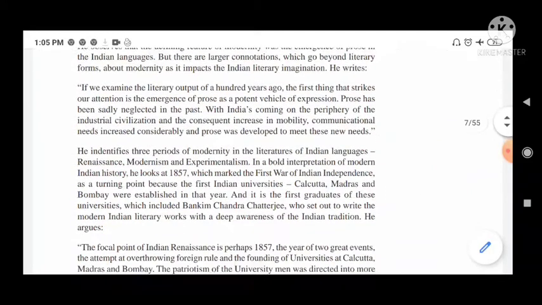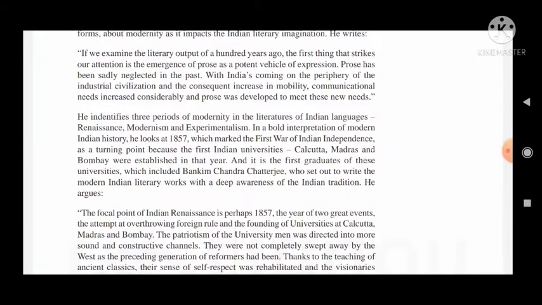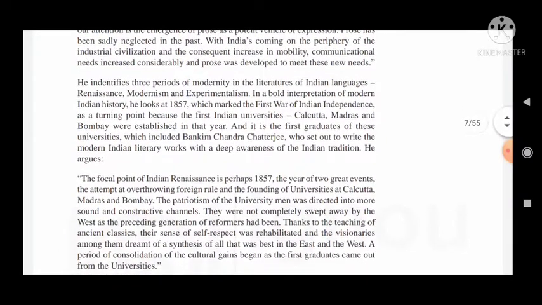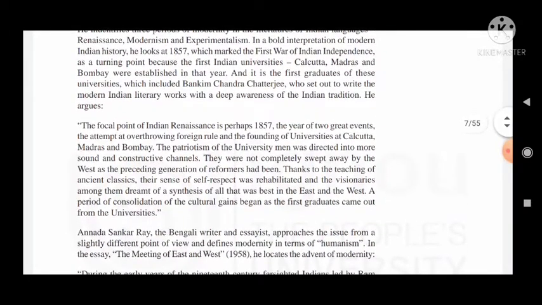In a bold interpretation of modern Indian history, he looks at 1857, which marked the first war of Indian independence, as a turning point because the first Indian universities, Calcutta, Madras and Bombay, were established in that year. It is the first graduates of these universities, which included Bankim Chandra Chatterjee, who set out to write modern Indian literary works with a deep awareness of the Indian tradition.